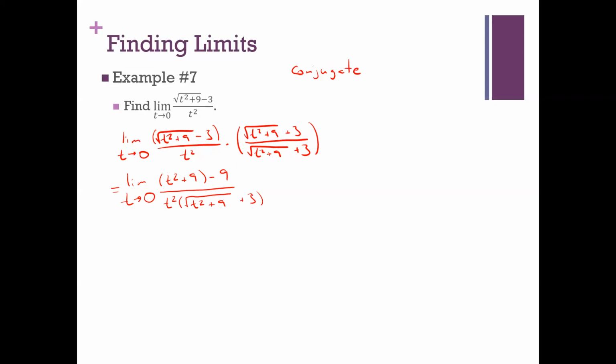All right. I think so, because that 9 cancels with that negative 9. t squared over t squared times radical t squared plus 9 plus 3.